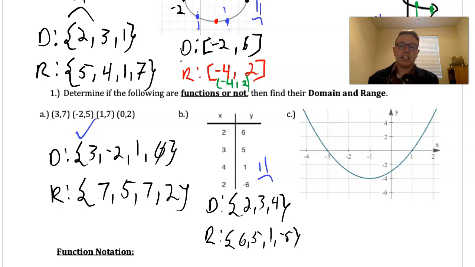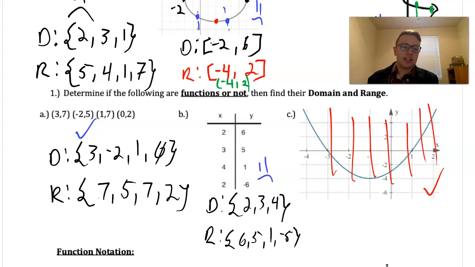What about for C? For C, we do the vertical line test all over, and we see that it only ever crosses once. So, yes, this is a function. What's its domain? Well, what x values does it take? If it keeps going out this way, and it keeps going out that way, the smallest x value it will have is negative infinity. The largest x value it'll have is positive infinity.